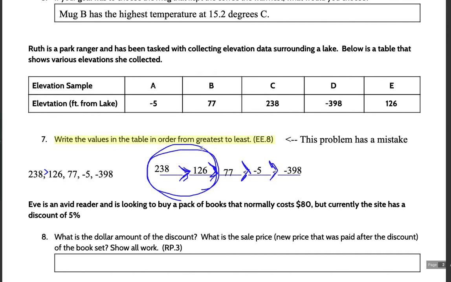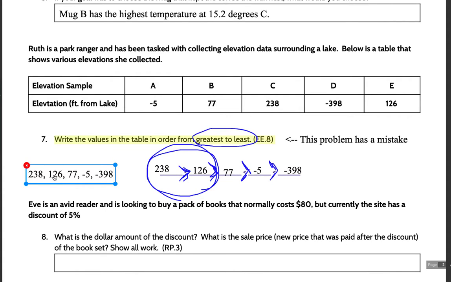And it said, put them in order from greatest to least. So if you did just put them in order from greatest to least, then you would have, like how we very first started, right? You'd be going from right to the left on a number line. So 238 is most to the right, and then as you travel going left on a number line, you'd hit 126, 77, -5, and then -398.